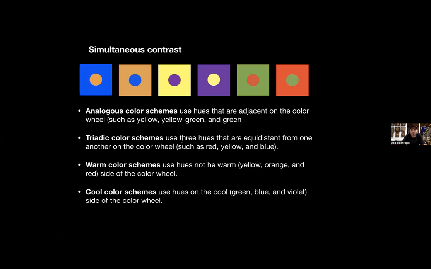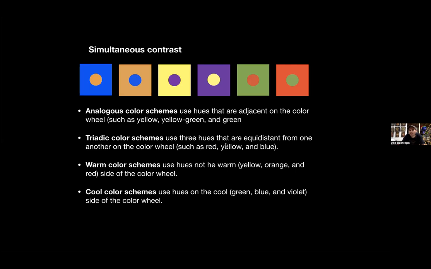Analogous colors are essentially four colors that are next to each other. Here I have only three, but technically we consider four that are next to each other on the color wheel, for example yellow, yellow-green, green. And then here we have the warm and the cool colors. Then we have triadic colors, which are three hues equidistant from one another on the color wheel, such as the primary colors red, yellow, and blue. But there are also secondary color schemes.